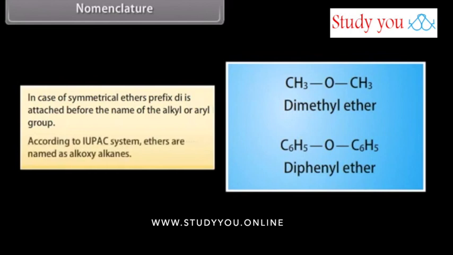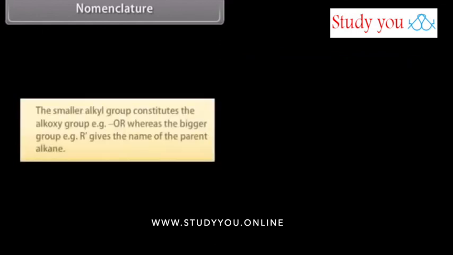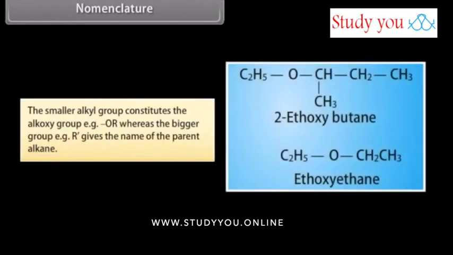According to IUPAC system, ethers are named as alkoxy alkanes. The smaller alkyl group constitutes the alkoxy group, for example OR, whereas the bigger group, example R', gives the name of the parent alkane.